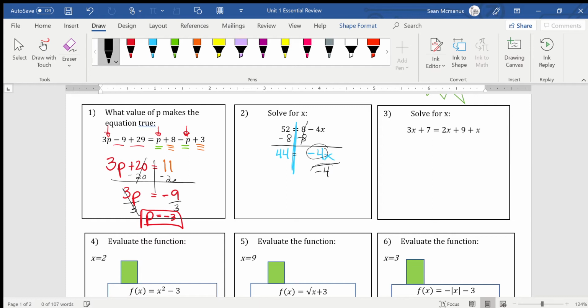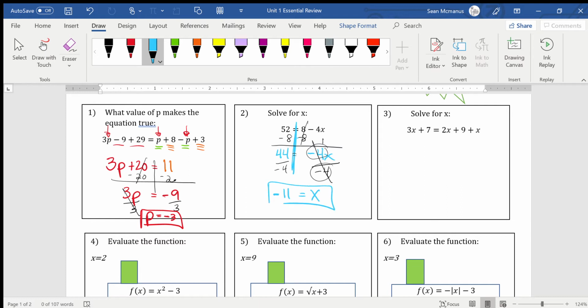Right? Negative 4 over negative 4, that's a 1. That's like 1x. And I do the same to the other side, divide by negative 4. So I'm left with just the x on the right side, and now I can reduce. 44 divided by 4 is 11, and one of them was negative, so it stays negative.